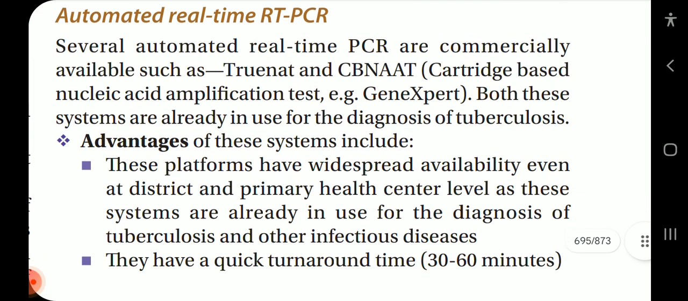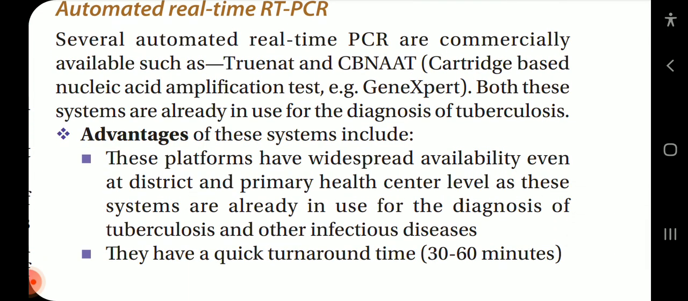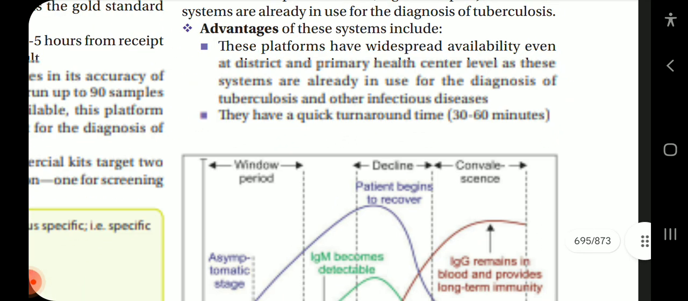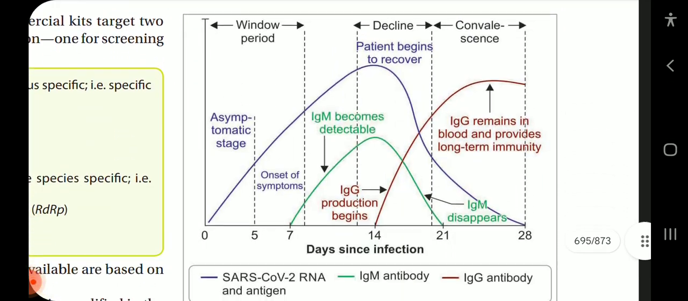Automated real-time PCR. Several automated real-time PCR platforms are commercially available, such as TrueNat and CBNAAT, a cartridge-based nucleic acid amplification test, for example GeneXpert. Both these systems are already in use for the diagnosis of tuberculosis. Advantages of these systems include widespread availability even at district and primary health center level, use in diagnosis of tuberculosis and other infectious diseases, and a quick turnaround time of 30 to 60 minutes.